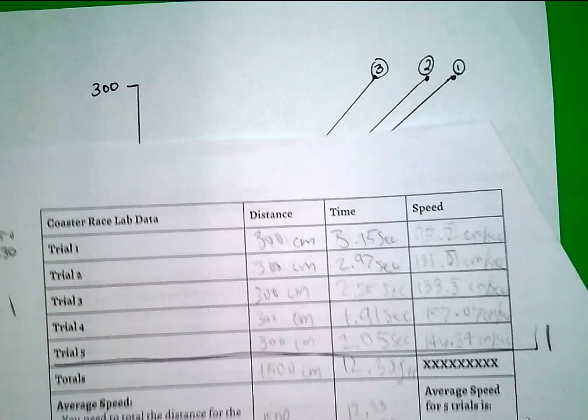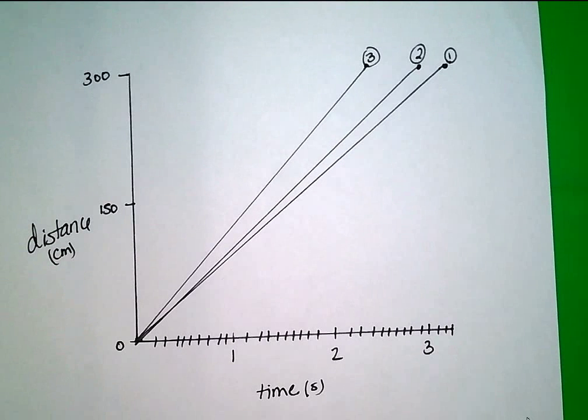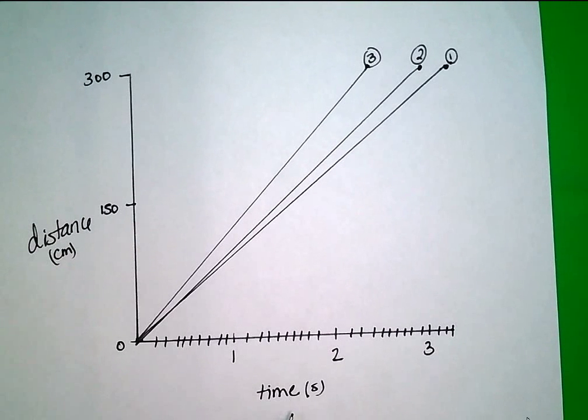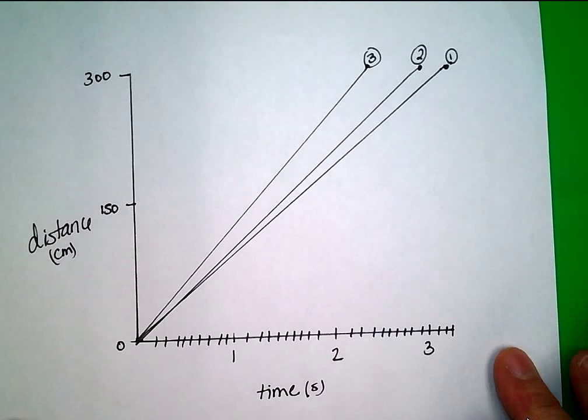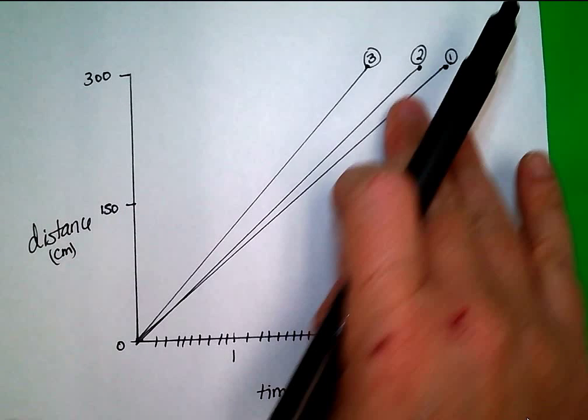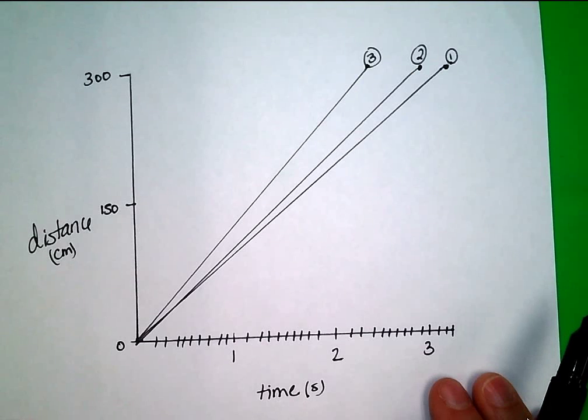So that's the way that we set up our graph, distance versus time. Don't forget to include your units. Use a proper scale. Spread out your seconds so you can allow time to see what's happening. Okay? And that's how you set it up.